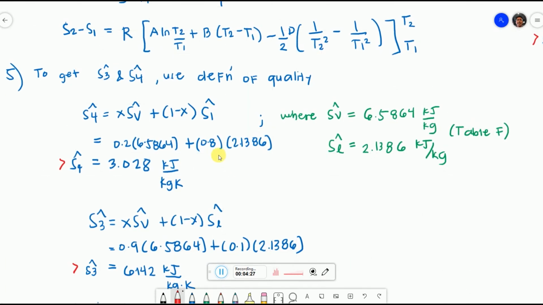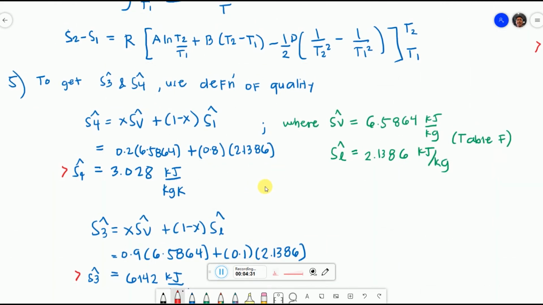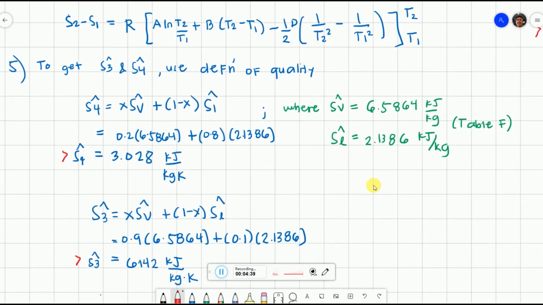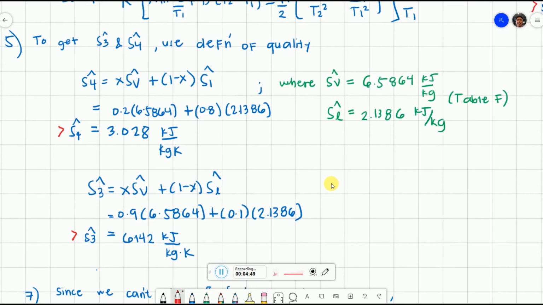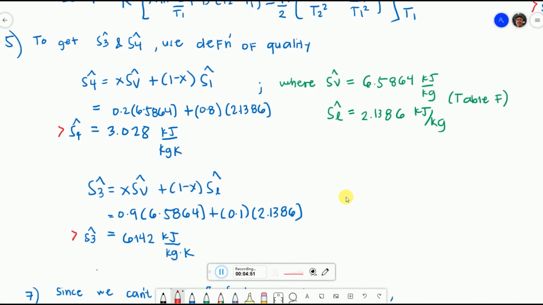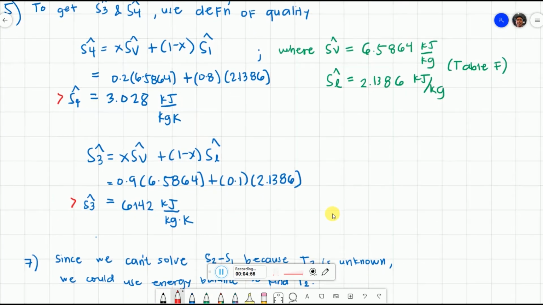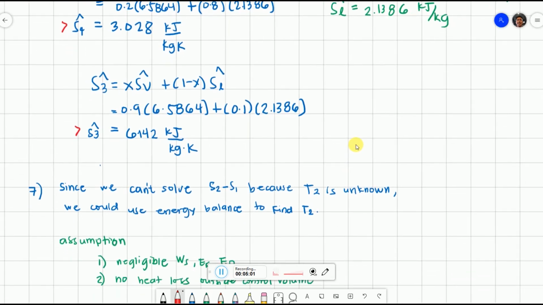Next, we find the specific entropy of the saturated vapor and the specific entropy of the saturated liquid by using table F of our textbook, shown as the steam table. By plugging in the values, we get that the specific entropy at point 4 is just equal to 3.028 kilojoules per kilogram Kelvin, while the specific entropy at point 3 is just equal to 6.142 kilojoules per kilogram Kelvin.